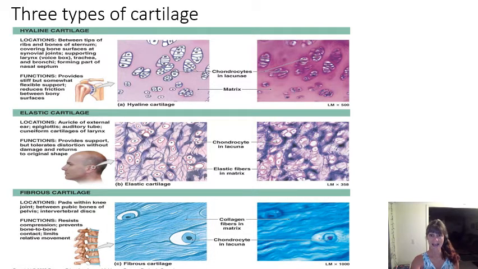When we look at fibrocartilage under the microscope, you'll notice the wavy, thick collagen fibers between the chondrocytes located within their lacunae. By the way, lacunae is plural for lacuna. Vertebrae is plural for vertebra.